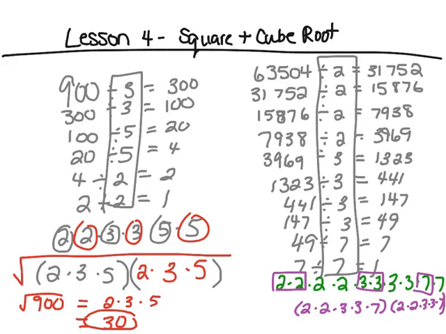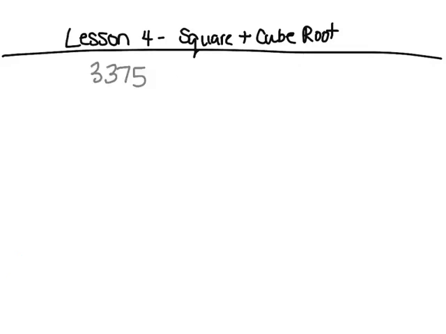So the square root of 63,504 is equal to this. And 2 times 2 times 3 times 3 times 7 is 252. So this is a proof to show that a number is square. Now we're going to try 3,375.